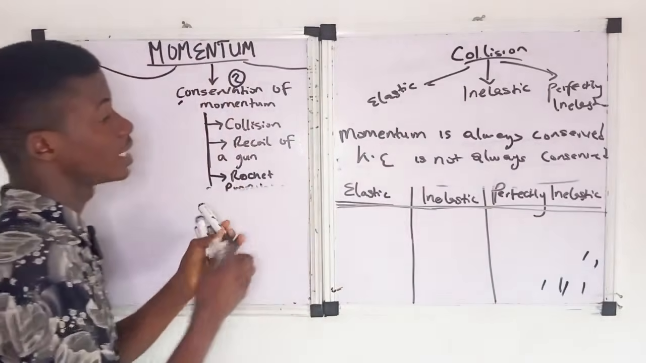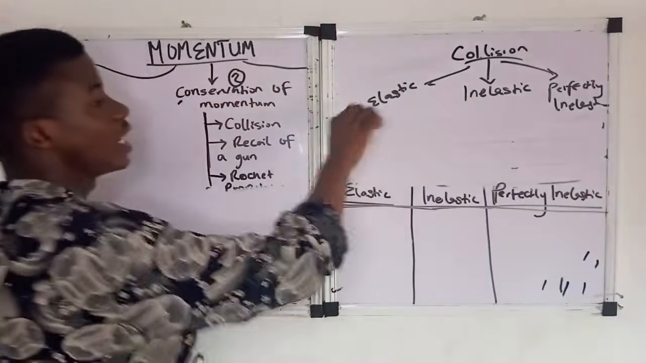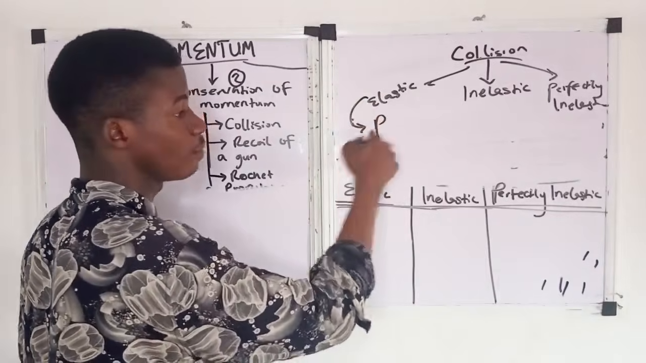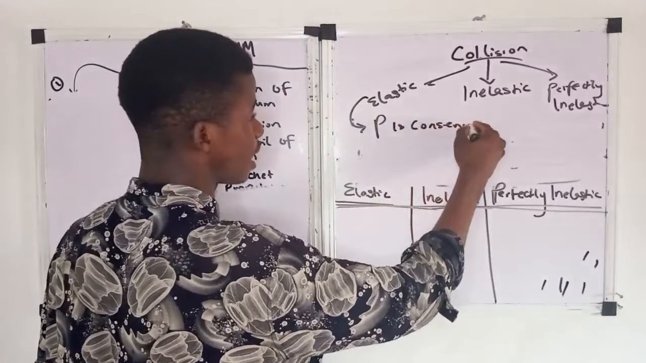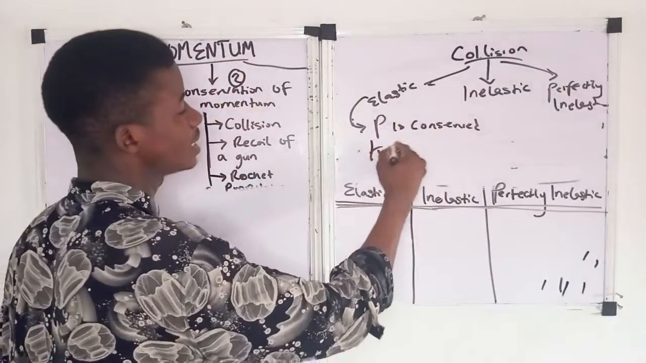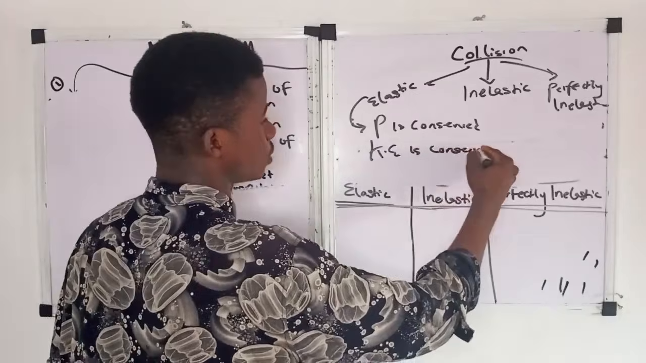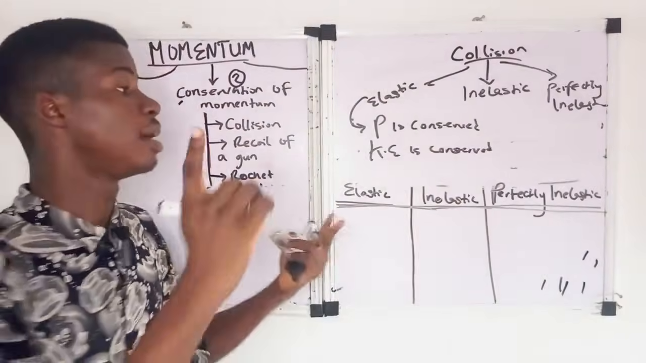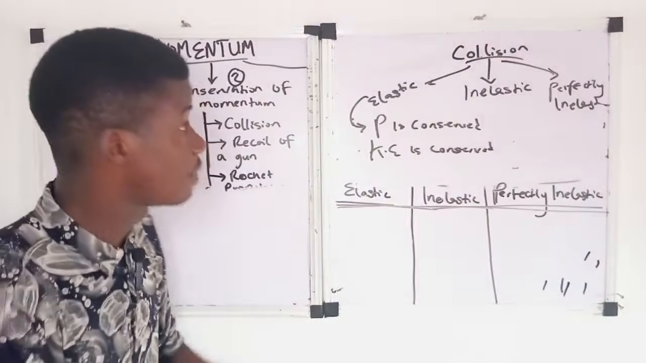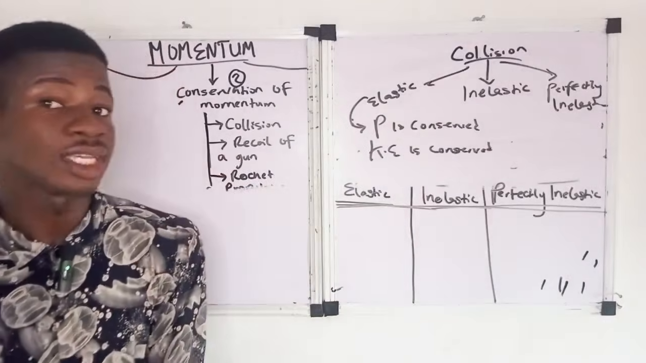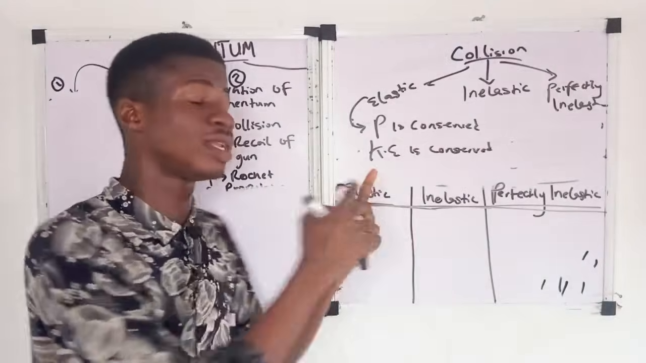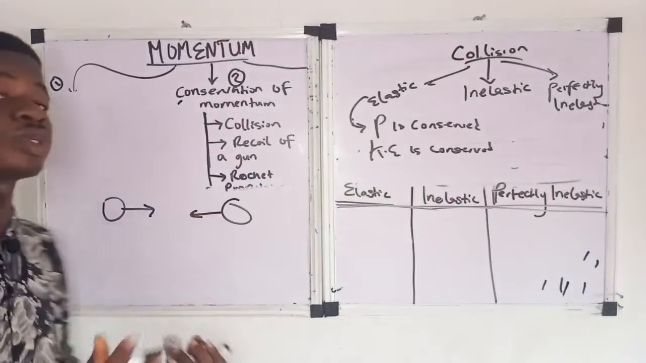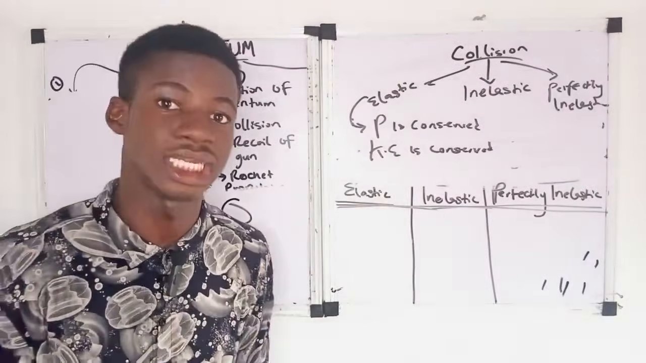Now let's start with elastic collision. What happens in elastic collision? In elastic collision, momentum is conserved, very important, and the kinetic energy is also conserved as well. The reason kinetic energy is conserved is that when the two bodies collide, there is no loss in total kinetic energy after the collision.